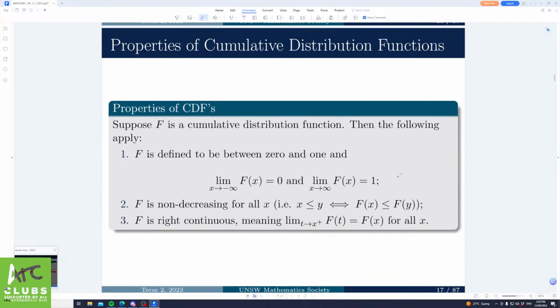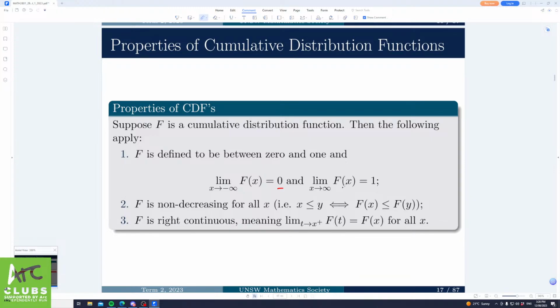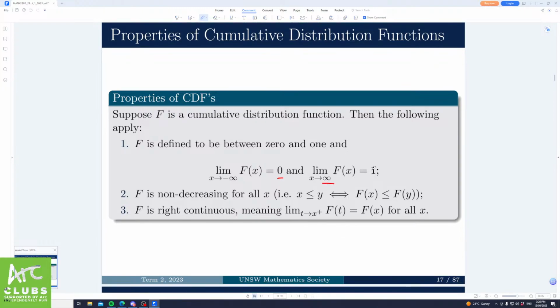Now some other properties, more formal properties. The limit as x goes to negative infinity of F of x is going to be equal to 0. And that's because, hypothetically, there exist no real numbers to the left of negative infinity. So, obviously the probability you're going to get a value smaller than negative infinity will be 0. And the same goes on the other side. Pretty much every real value is going to be less than infinity. So the probability we get a score less than infinity is obviously going to be 1.